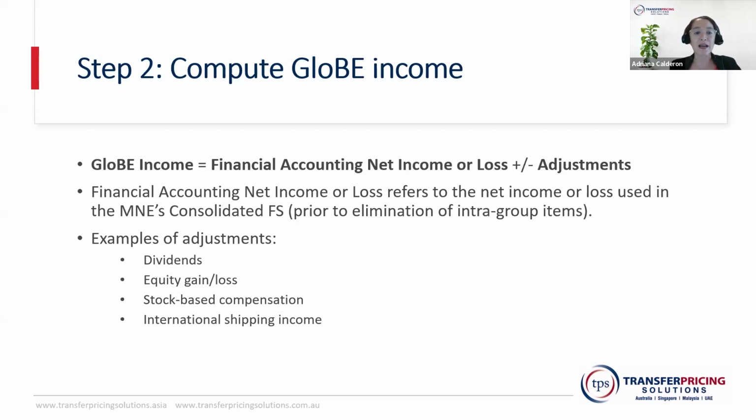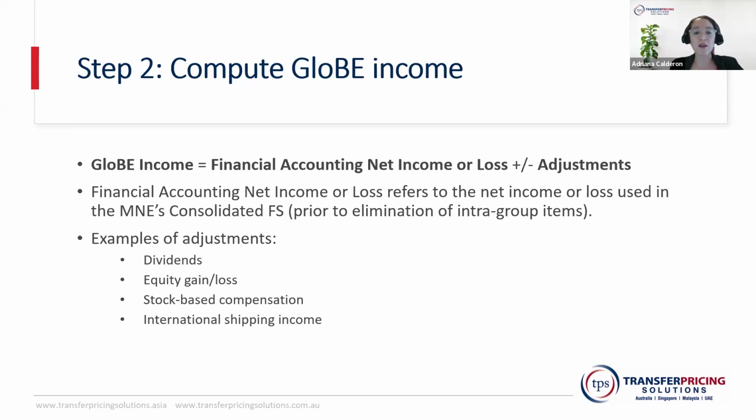This financial accounting net income has to be adjusted, and there are some very detailed rules on the adjustments. Some examples of adjustments are dividends, equity gains and losses, stock-based compensation, and international shipping income, because international shipping income is excluded from the GLOBE rules. For those of you in Singapore, you will know that this is a massive pool of exclusion from Singapore's point of view, having so many shipping companies. Or even in any other countries where there are so many shipping companies as well. So this is the numerator.